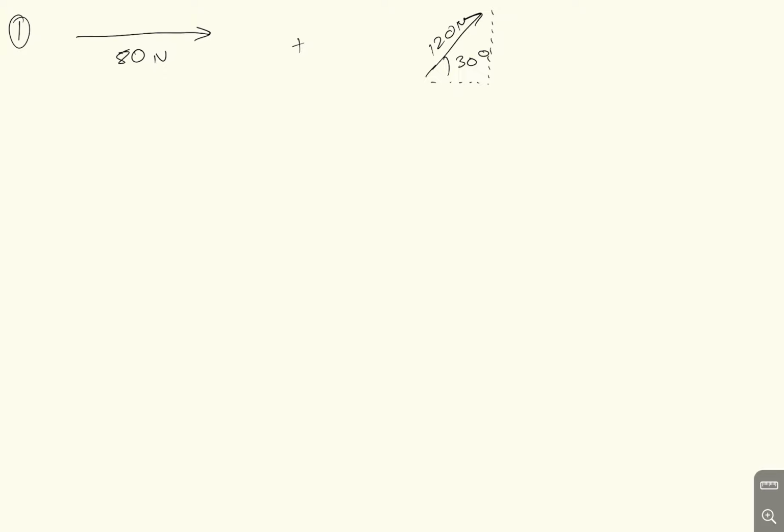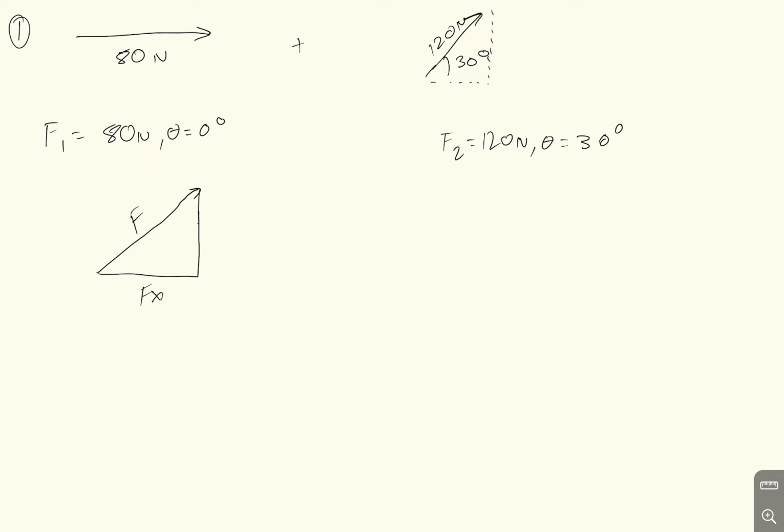So before we can do this, actually let's write out what we have. Our F1 is equal to 80 newtons, and our theta is equal to 0 degrees, and then our F2 is equal to 120 newtons, and our theta is equal to 30 degrees. Now, before we can do this, we have to find the x and y components for the 120 newton vector. Okay, so that's our F, that's our Fx, and then that's our Fy.